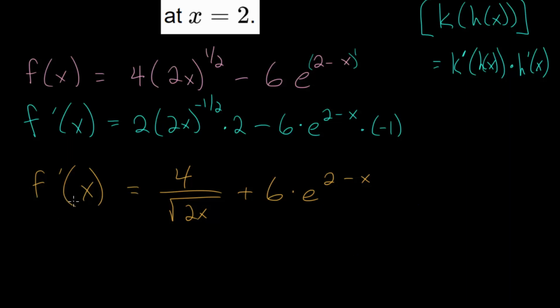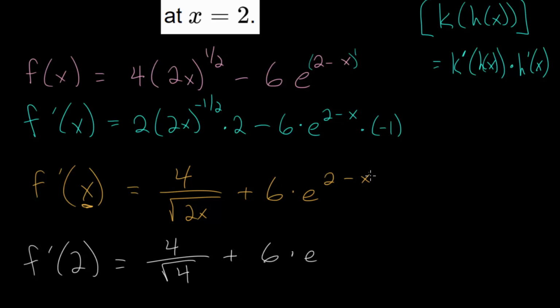This will give us the slope of the tangent line at a given x value. So let's plug in our x value of 2. We can evaluate our derivative at 2. We have 4 over the square root of 4, which will simplify, and then we have plus 6 multiplied by e to the 2 minus 2, which is 0. So e to the 0, that's just 1. Here we have 4 over 2, since the square root of 4 is 2. And that simplifies to 2, plus 6 times 1, which is 6. And adding these together, we just get 8.